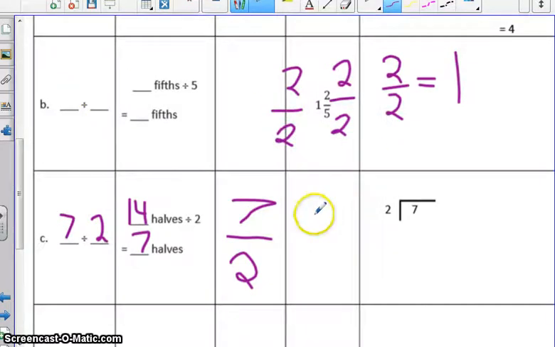So 1, 2, 3, and then there's another half that's just left over. You're kind of adding these all together. 3 and a half. In other words, the improper fraction is, what is 7 divided by 2? It's 3 and a half.